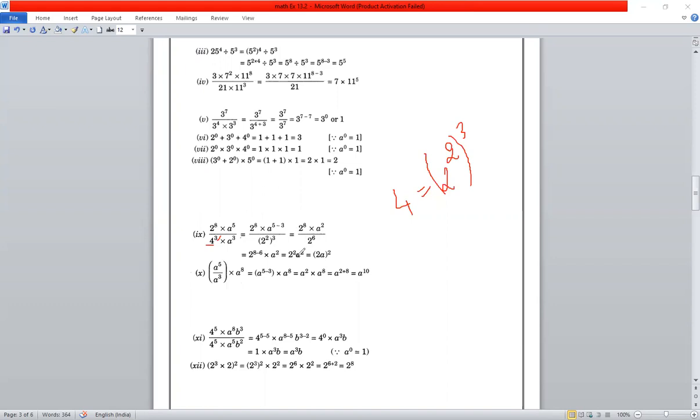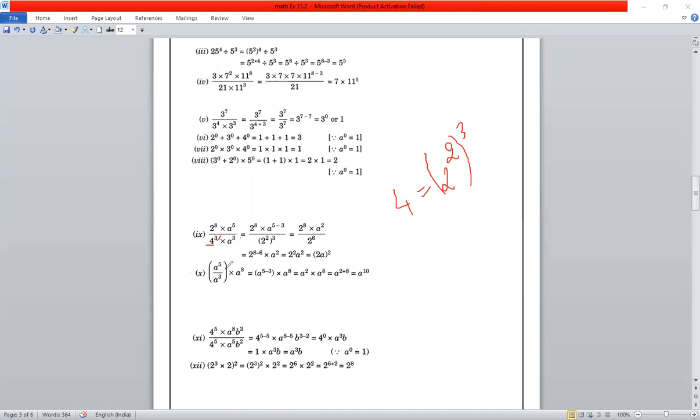But we have one more law here. When the powers are same, multiply the bases. So keep the power as it is and multiply 2 into a, that is 2a, whole to the power 2. Hope this answer is clear to you. Let us go to the next question.